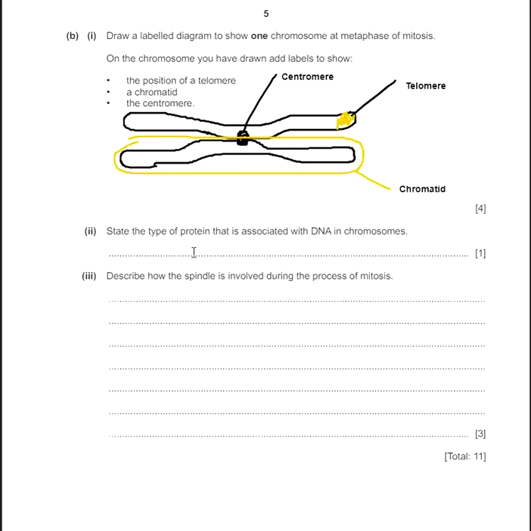State the type of protein that is associated with DNA in chromosomes, the proteins around which the DNA is coiled up. These are the so-called histones.